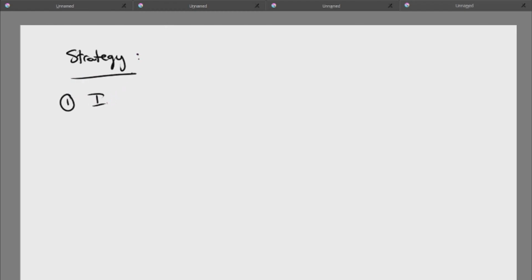So first of all, I want to identify the function. Let's have a look at the function. Is it a single function? Later on, we're going to see functions that come in pieces.